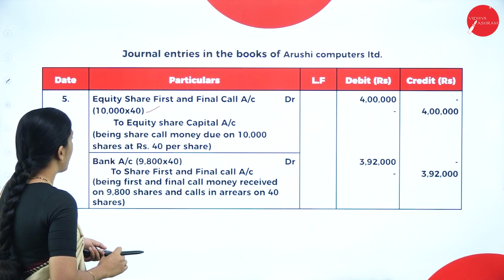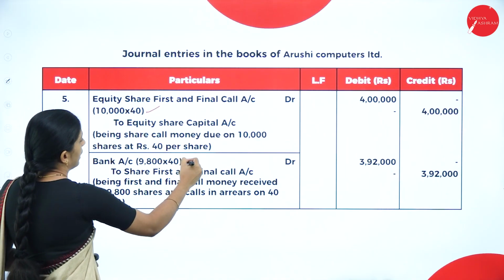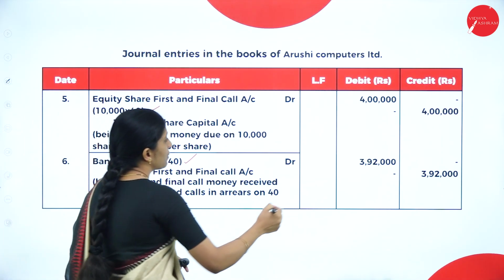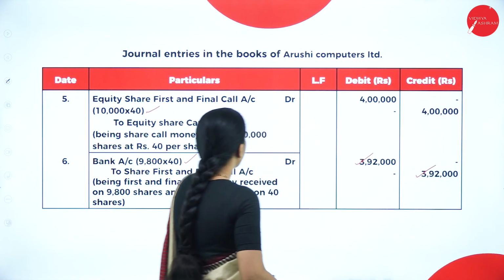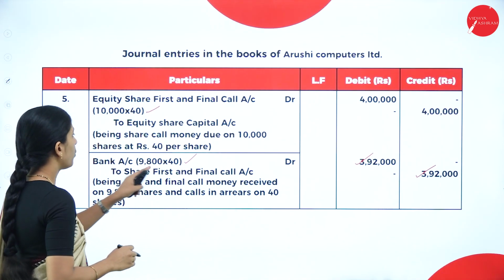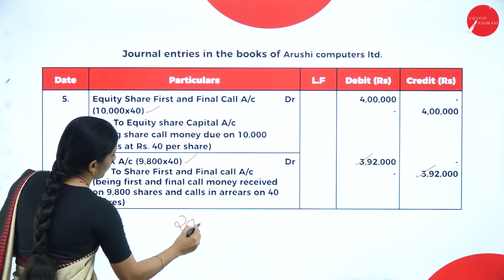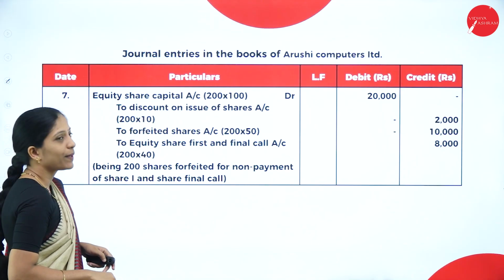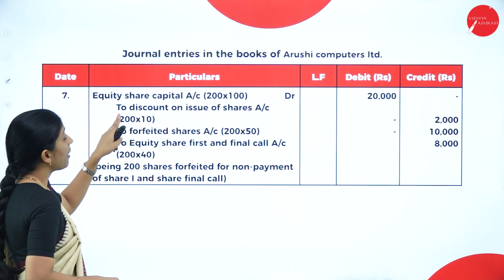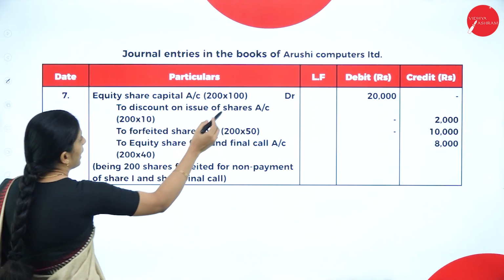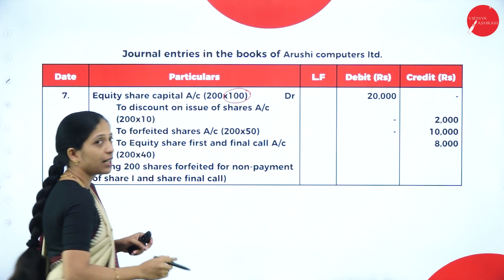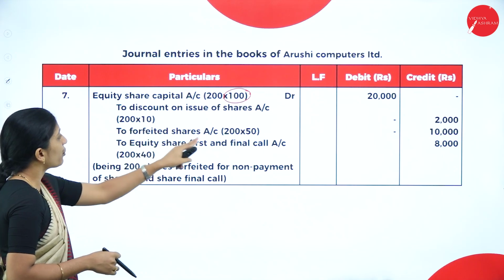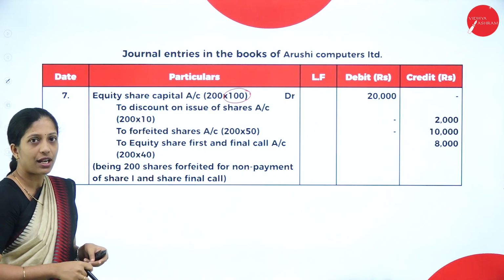Okay. So bank account debit to equity share first and final call account, 9,800 and call amount is 40 rupees. So this will be 3,92,000. Now for the shareholders who have not paid, that is 200 shareholders, we have to forfeit those shares. So your entry will be equity share capital account debit. Now we have a discount also. So when you take the full amount, it is 100 rupees, correct? But 10 rupees we have to take as discount also. Then to forfeited shares account, to equity share first and final call account.